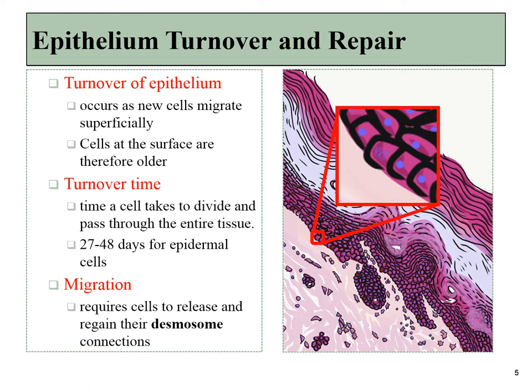Sometimes cells might need to migrate to a distant location, in which case they would remove their desmosomes. Otherwise, they will remain attached to their neighbors throughout their lifespan.